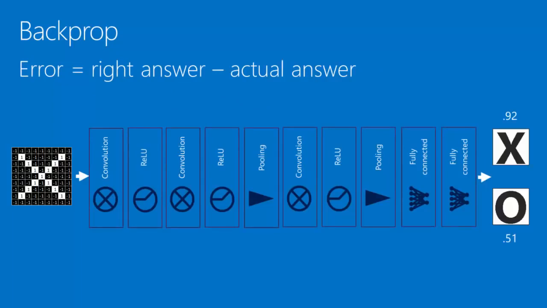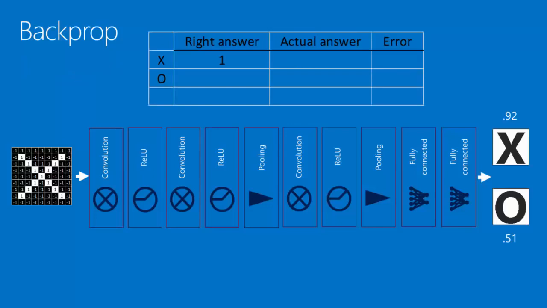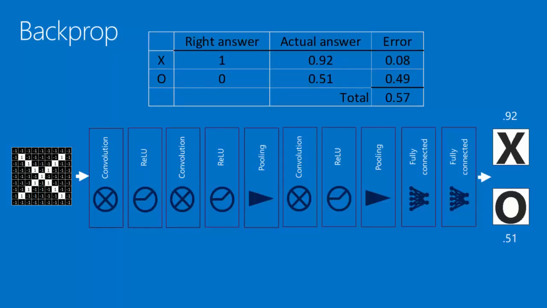So the underlying principle behind backpropagation is that the error in the final answer is used to determine how much the network adjusts and changes. So in this case, if we knew we were putting in an X, and we got a 0.92 vote for an X, that would be an error of 0.08. And we got a 0.51 vote for an O, we know that that would be an error of 0.49, actually an error of 0.51, because it should be 0. Then if we add all that up, we get an error of what should be 0.59.